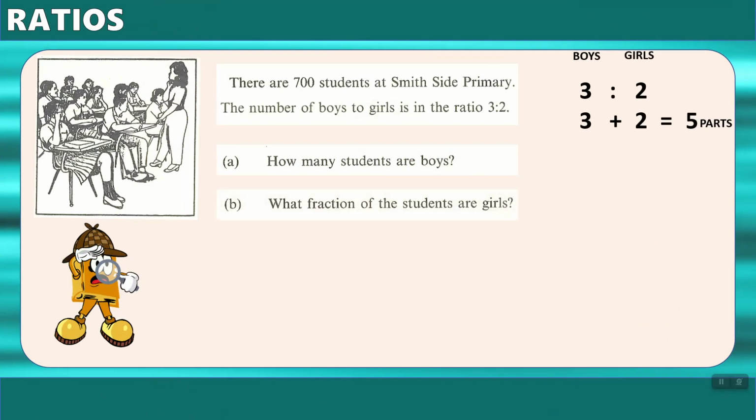And now let's move on to part B. What fraction of the students are girls? So let's think about that. We have 700 students. We found out that 420 of them were boys. And so if we subtracted 420 from 700, that would give us the girls. And so 700 take away 420 is 280. That is the number of girls, but that's not the fraction of girls.